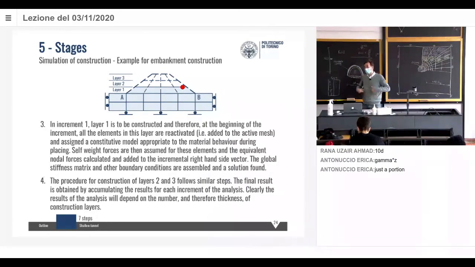So if we make another stage of computation, that is going to apply a load to this part of the element, and we can compute the effect of the construction of the embankment. And we can go on like that. So then in the next stage, we will activate the second layer. In the third stage, in the fourth stage, we can activate the third layer, and we can simulate the construction of the embankment. Okay? So construction and excavation is a matter of activating or deactivating elements. And we can play with that to do everything.